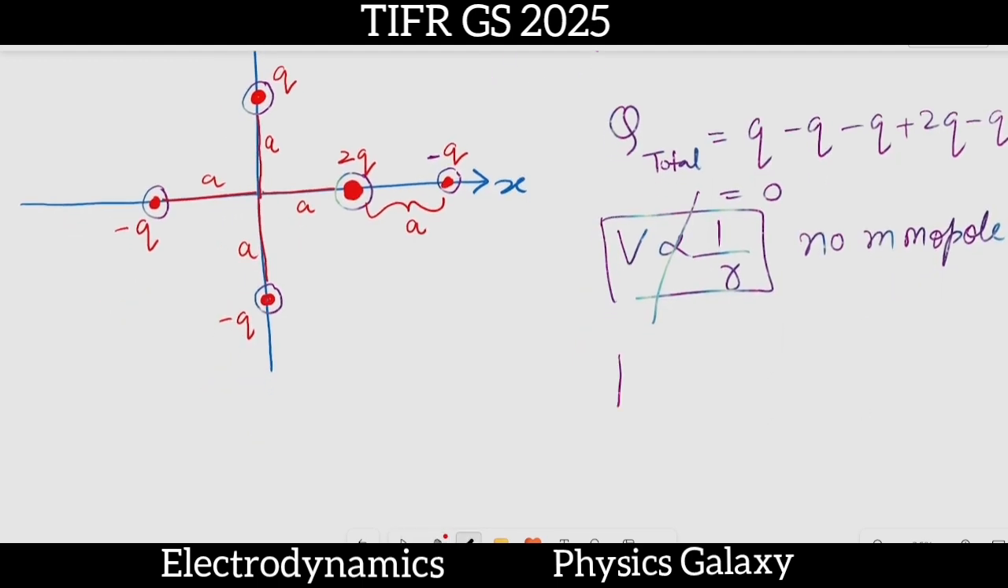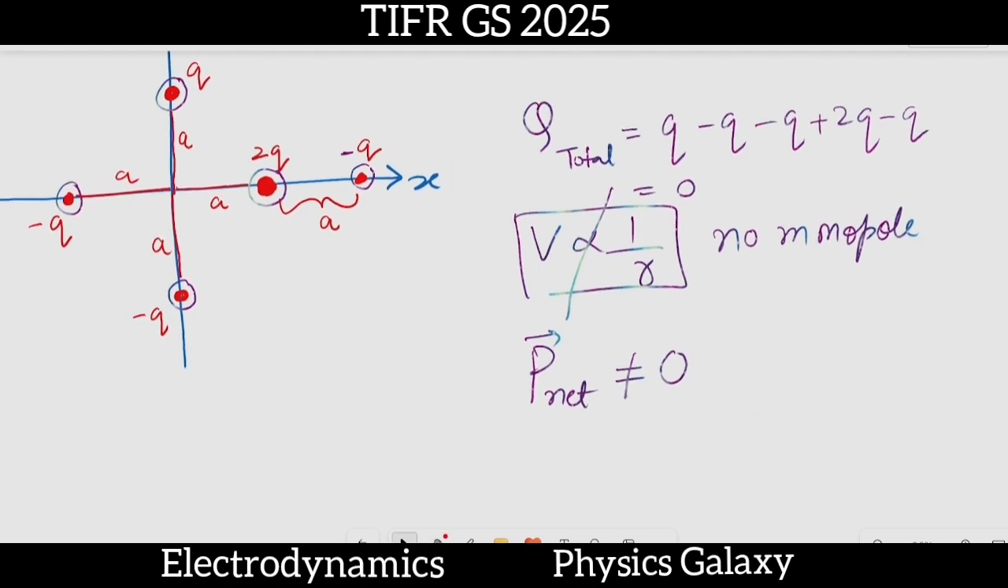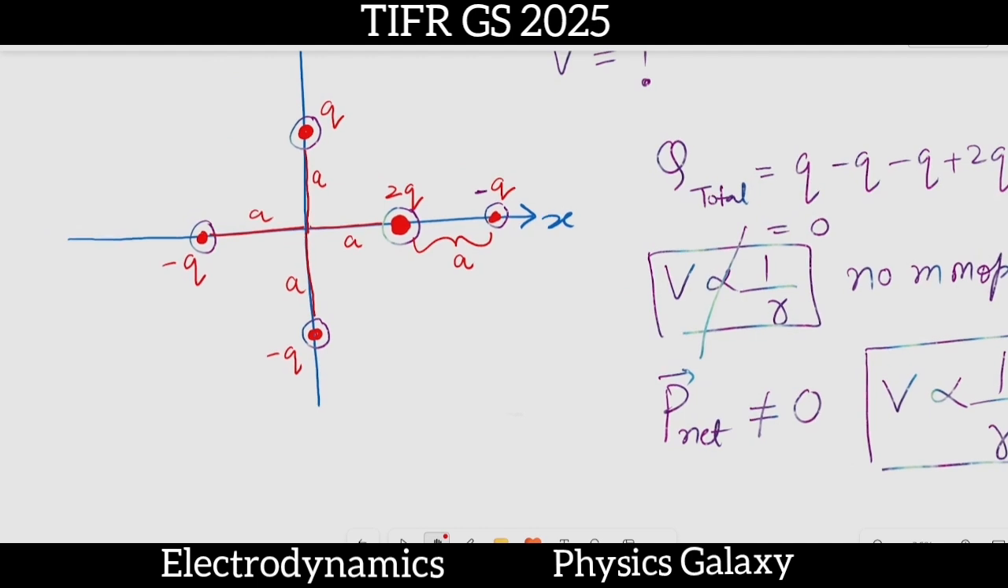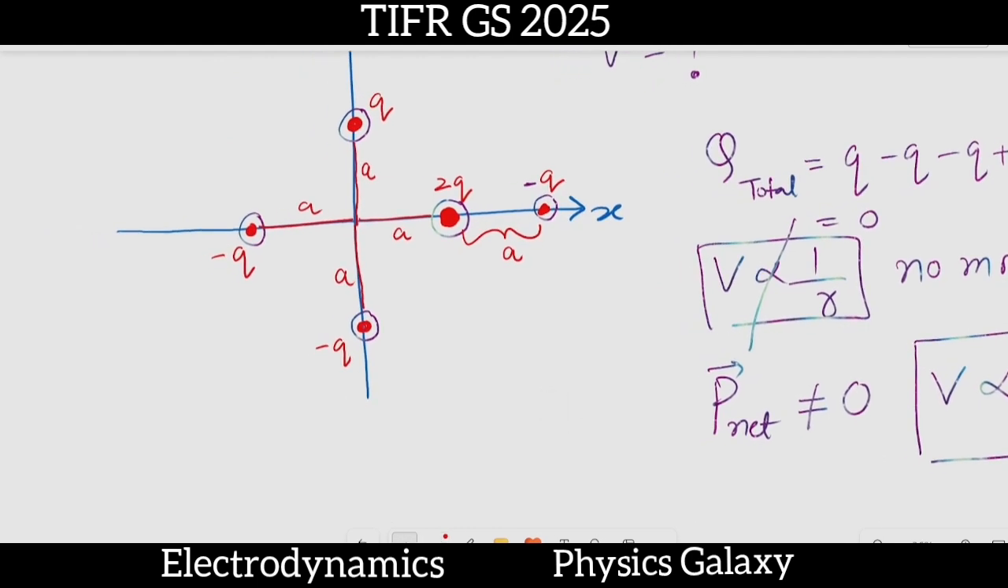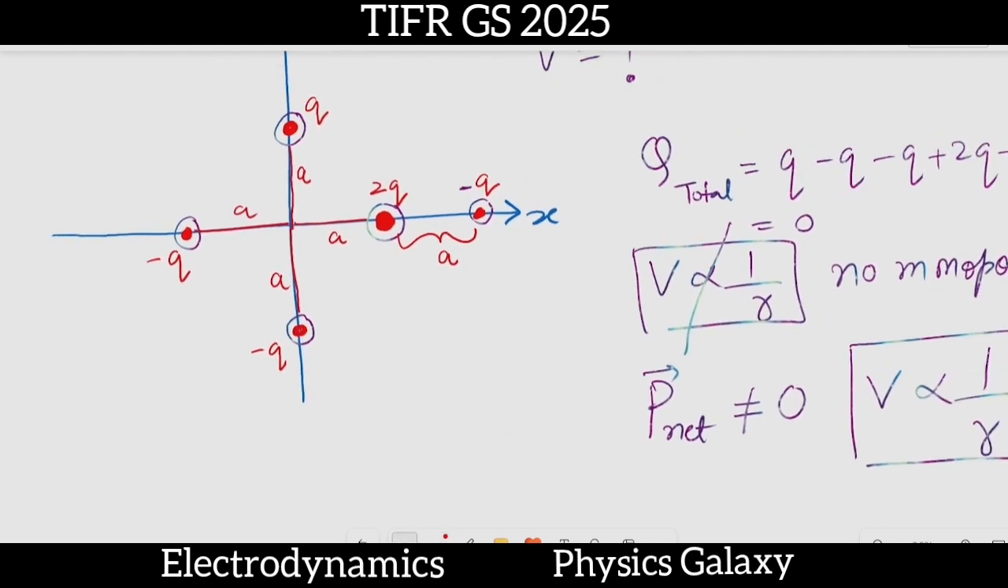Then next comes the total net dipole moment. If the net dipole moment comes out to be non-zero, then it will have a dipolar characteristic, so V will be proportional to 1 over r squared. That is what we need to see. For this configuration, the net dipole moment will be non-zero.